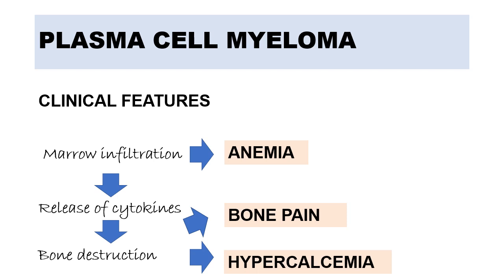Now coming to the clinical features seen in cases of multiple myeloma. Infiltration of the marrow can eventually cause replacement of the normal hematopoietic cells. This is one of the primary causes of anemia, which is the most common manifestation seen in plasma cell myeloma. Release of cytokines and eventual destruction of the bone leads to bone pain and hypercalcemia.